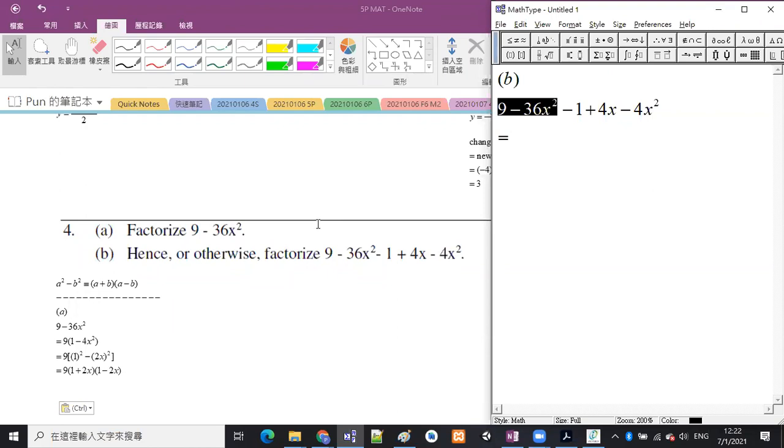You can always find the question of part A in the new part. Then you just group this by a bracket. Then you always connect the two groups by plus. The second group you just copy every other thing: minus 1 plus 4x minus 4x squared. Can you get this?